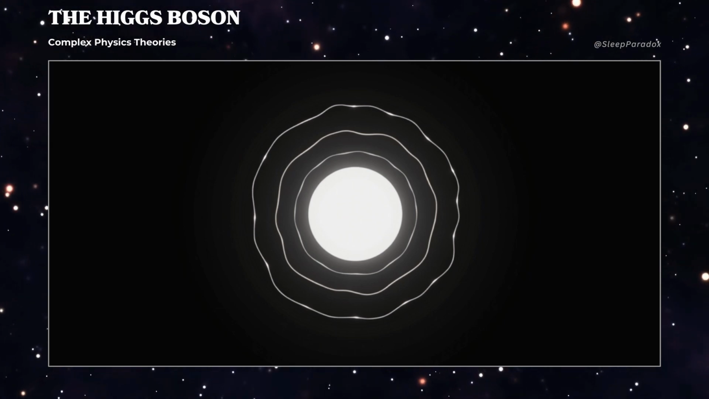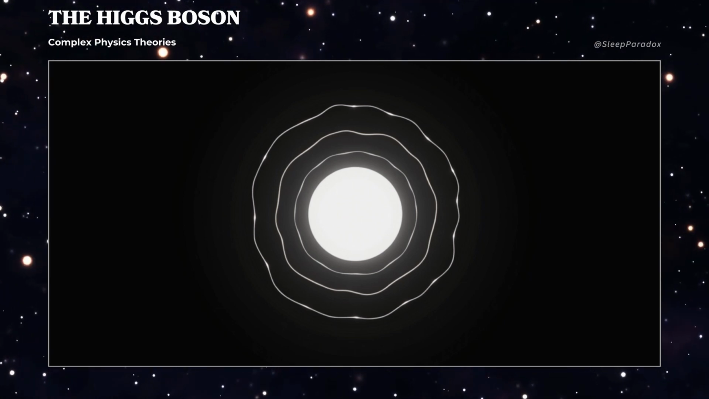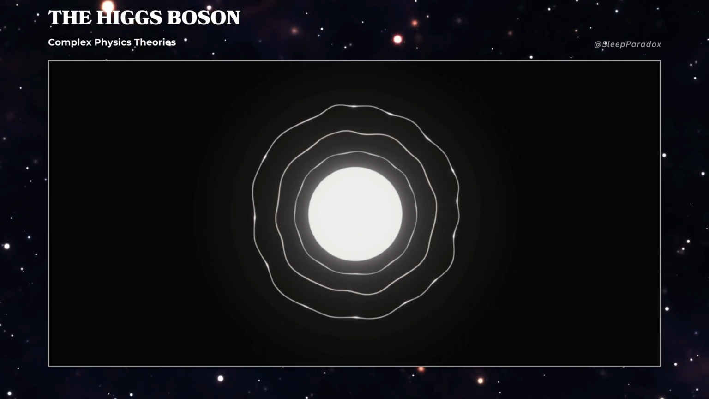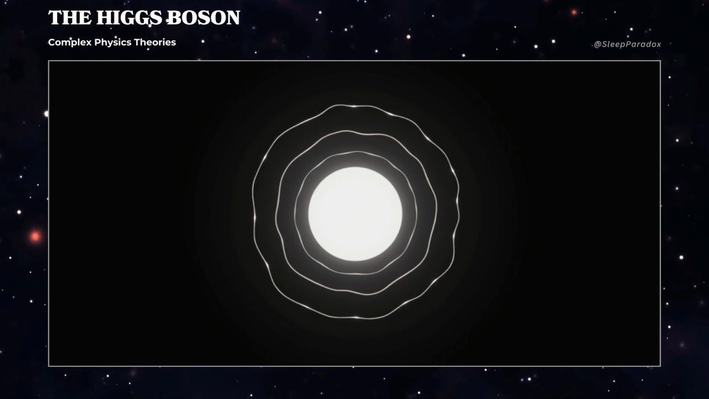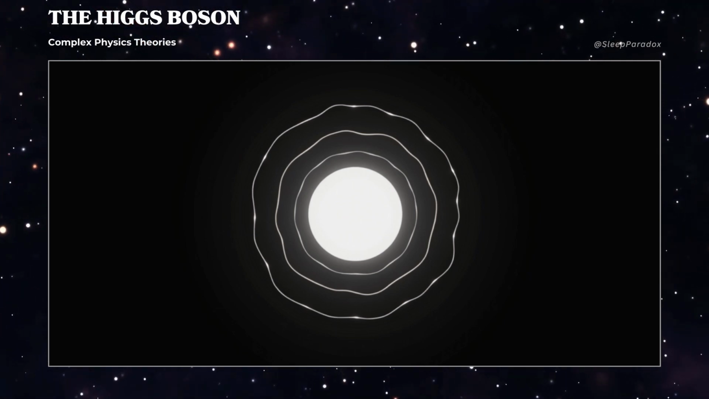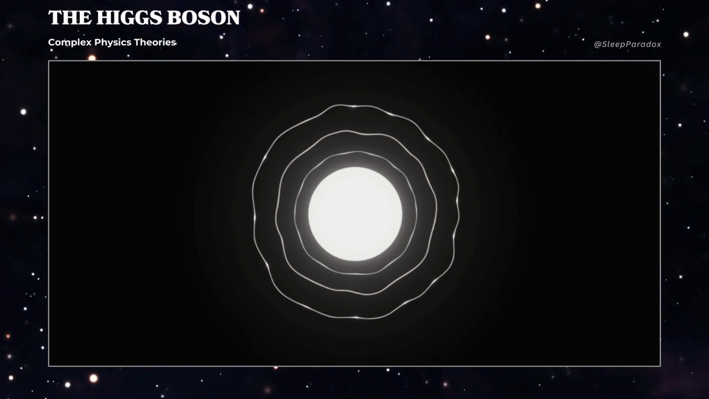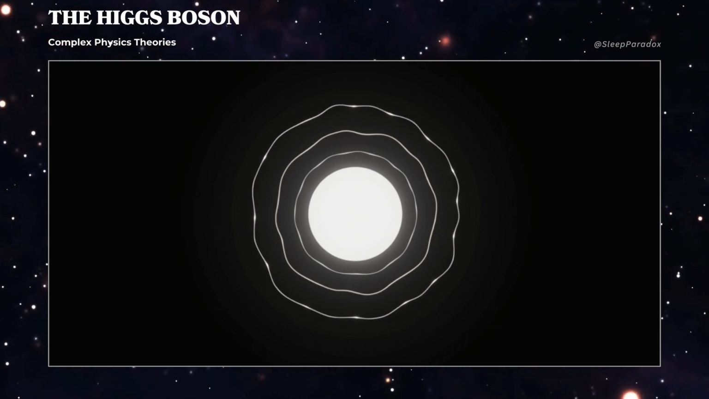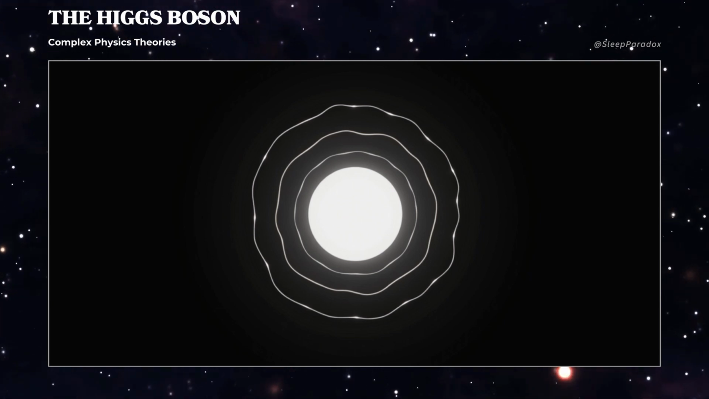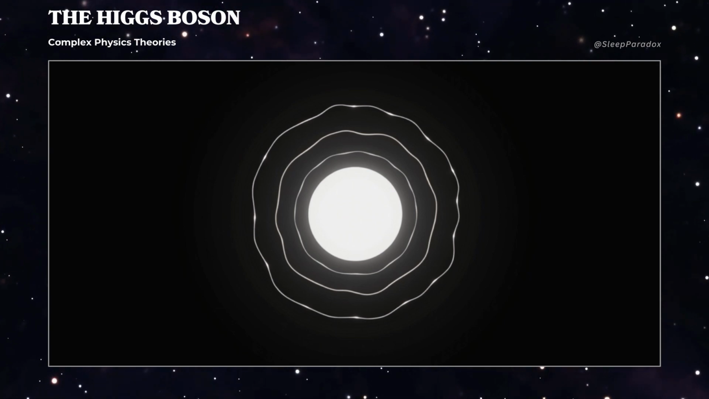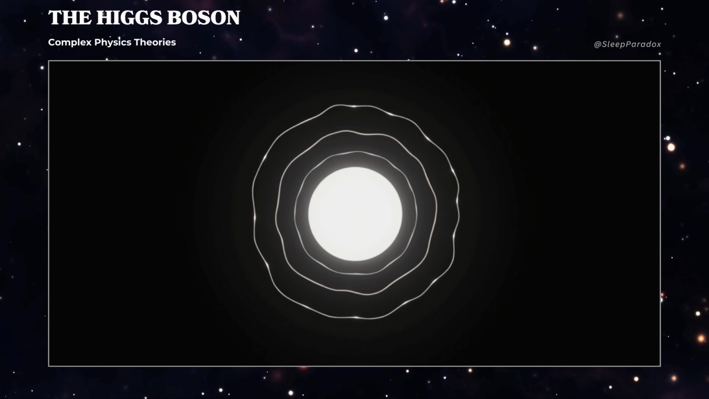Imagine the Higgs field as a kind of energy sea spread throughout the entire universe. It's everywhere, always present, and it interacts with some particles more strongly than others. As particles move through this field, they experience resistance, not in the sense of friction, but as a kind of drag on their motion. This interaction is what gives them mass.